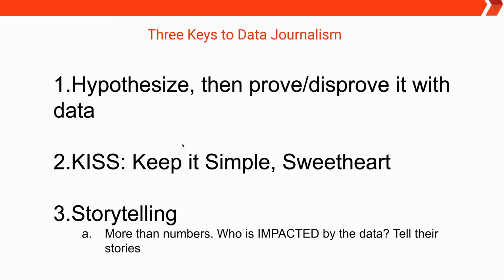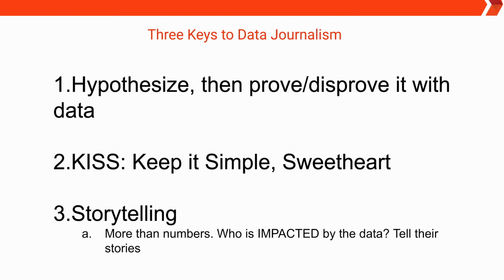Three keys to data journalism. Come up with a hypothesis and then prove or disprove it with the data. For me, oftentimes I walk down the street and I see broken holes in the sidewalk. Oh man, well maybe the city's got a problem with sidewalk repairs. My hypothesis is, maybe the city's doing a poor job of fixing sidewalks. Then I prove or disprove it by going and pulling the data about that out of the city's data portal.